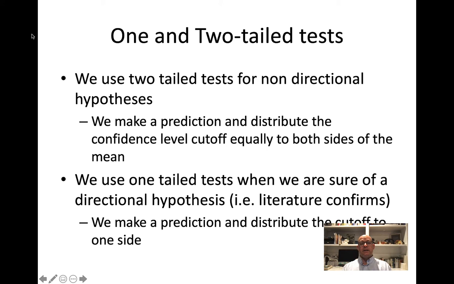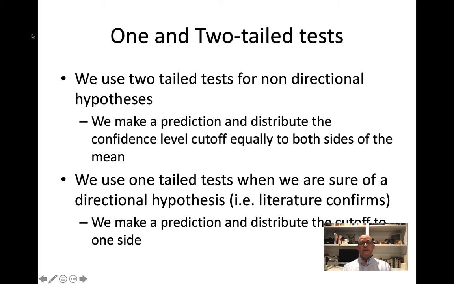That's two tails. Now, if we make a prediction and we think that one is going to be bigger or smaller than the other, that's actually a one-tailed test. And we're pretty sure that there's a directional hypothesis. So we say we think one's going to be bigger or smaller. We make a prediction. We distribute all of the probability of being wrong to one tail. And what it actually does is a one-tailed test makes it easier to support a research hypothesis and easier to reject a null hypothesis.